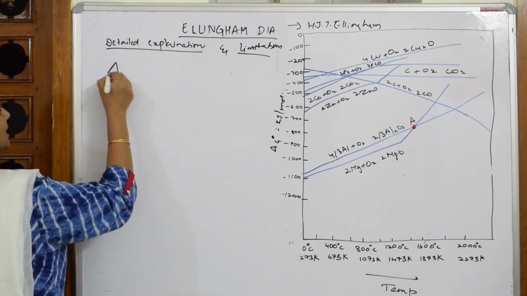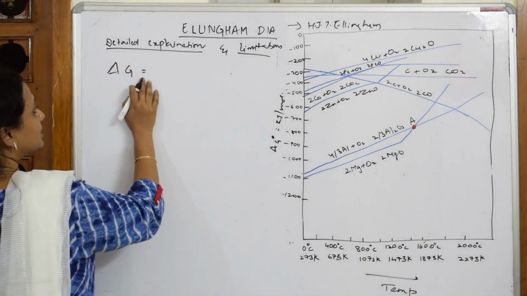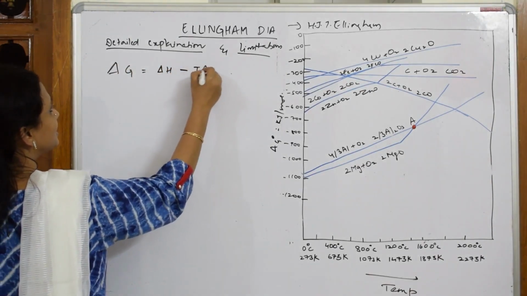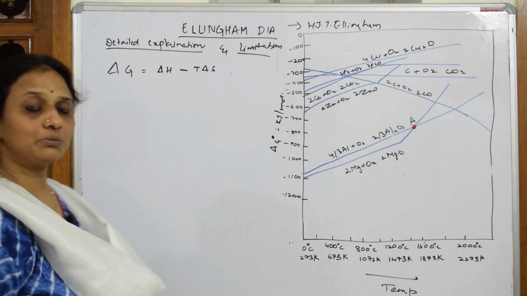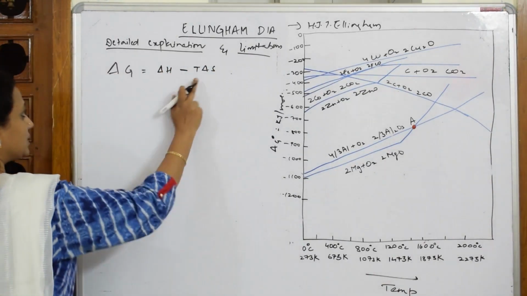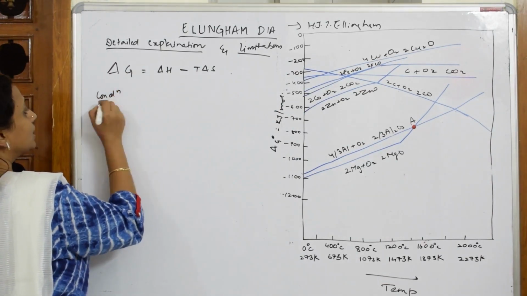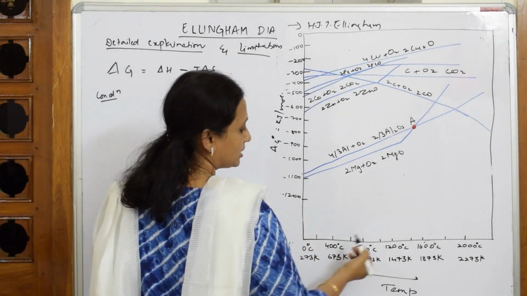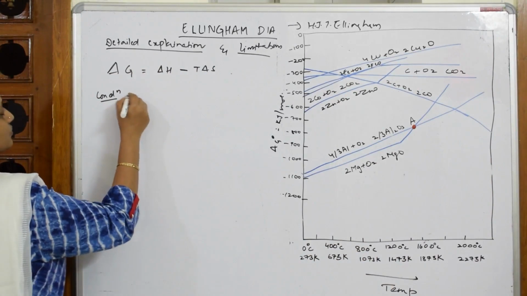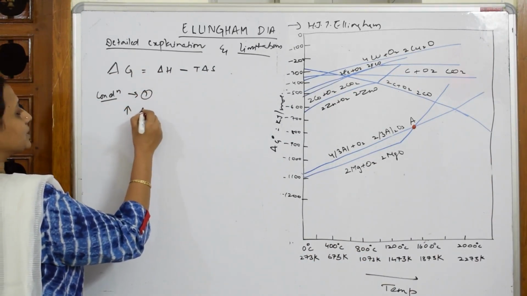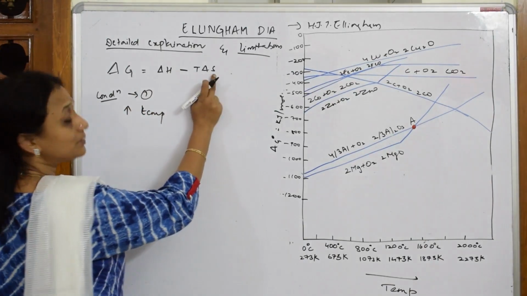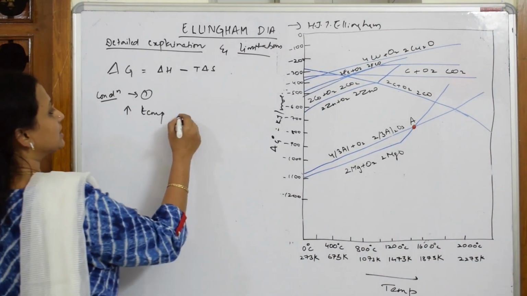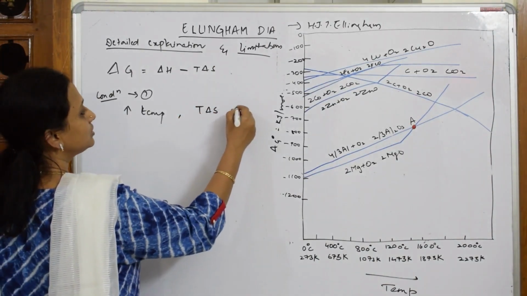Now I said the thermodynamic aspect of the Ellingham diagram speaks in terms of delta G is equal to delta H minus T delta S. Now what is the concept? You have to remember three important things here. First, condition one: if I start increasing the temperature, 400, 800, 1200, what will happen to this whole multiplication term? Automatically the entropy term also increases, isn't it? So when the temperature increases, T delta S also increases.